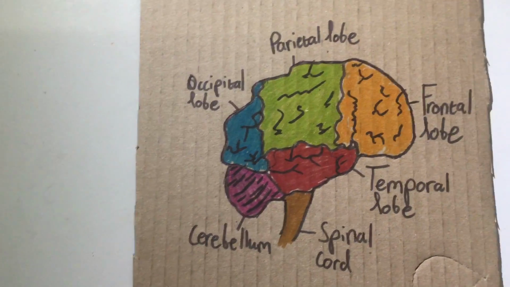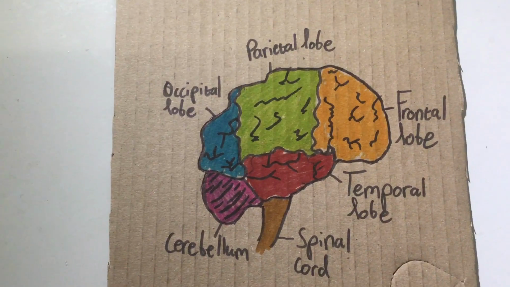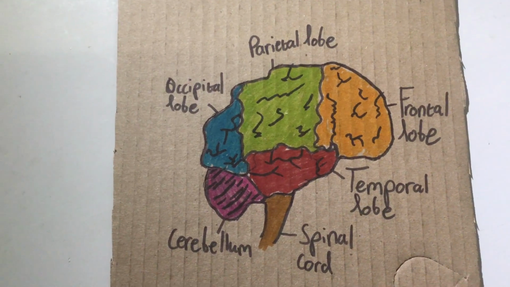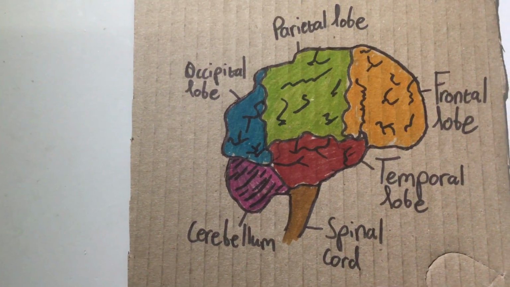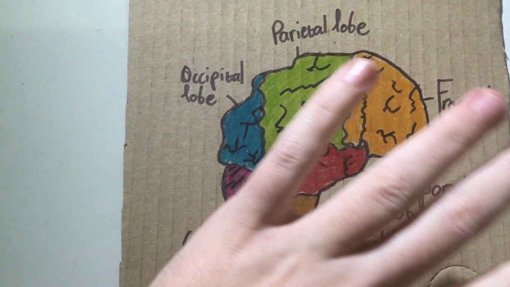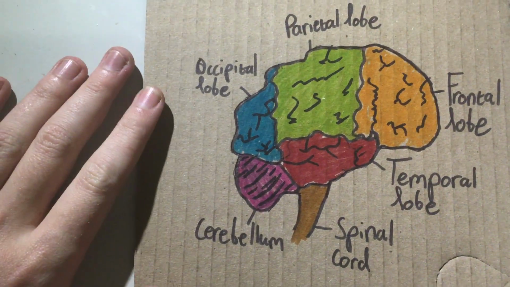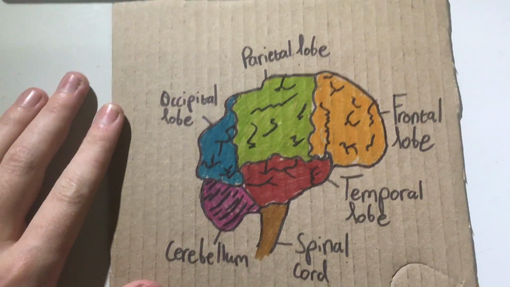This is my model of the human brain. It is a side profiled view. So this is what it would look like if it was removed intact and looked at from the side. This is all six main parts of a brain. It's fairly simplistic, but it has all six parts.